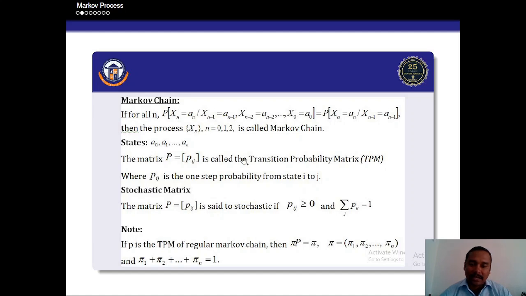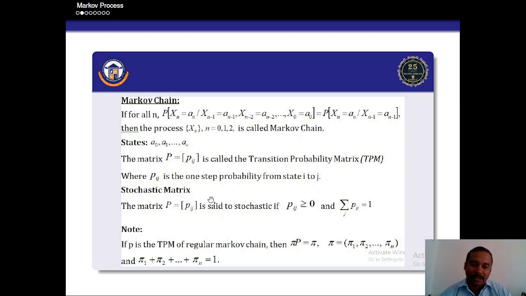Next one, the transition probability matrix. It is a matrix defined for the Markov chain, where Pij is the one-step probability from state i to state j. That means it is the conditional probability of moving from state i to state j.